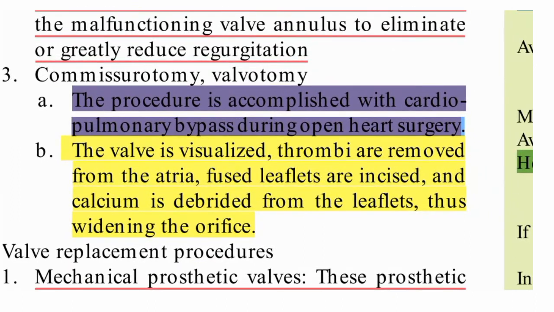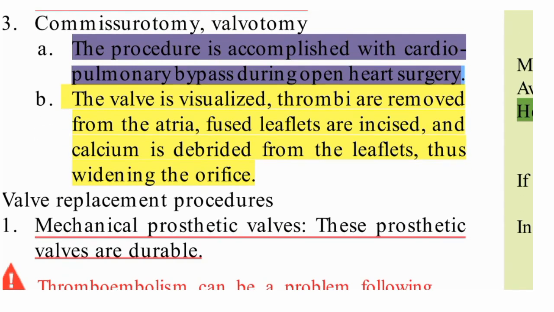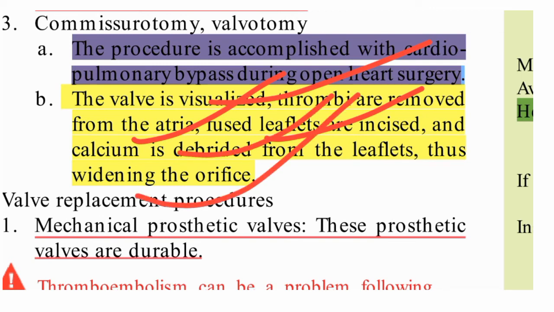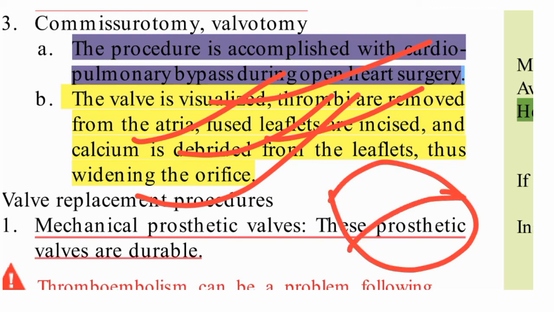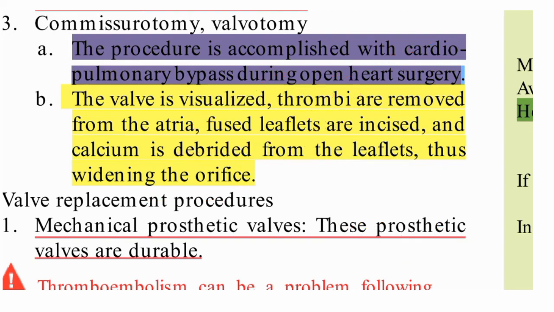And commissurotomy or valvotomy. Commissurotomy is a procedure accomplished with cardiopulmonary bypass, so open heart surgery can be done. Valvotomy means the valve is visualized, thrombi are removed from the atria, fused leaflets are incised, and calcium is removed from the leaflets, thus widening the orifice. So overall we open the valve and widen the orifice. Thrombi will be removed in this surgery.